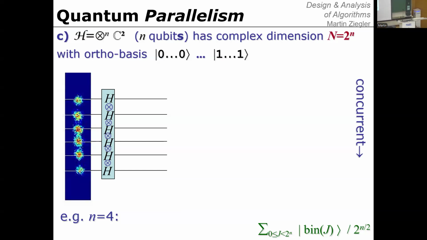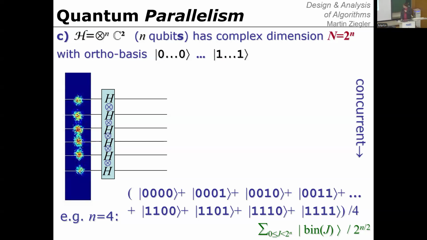To illustrate that, recall the case of maybe 4 qubits. I can still spell out all possible values of 4 qubits. Of course, that's how many? That's 16, right? So here are all possible values of qubits. Some are hidden with these dots.